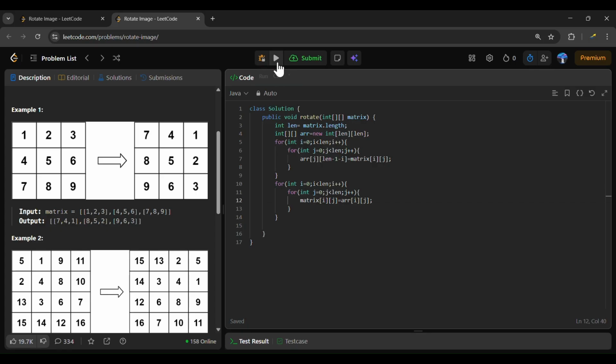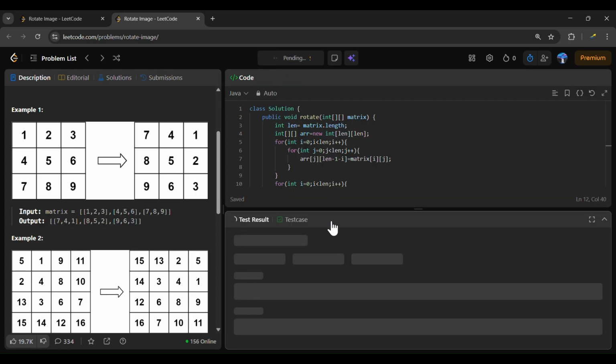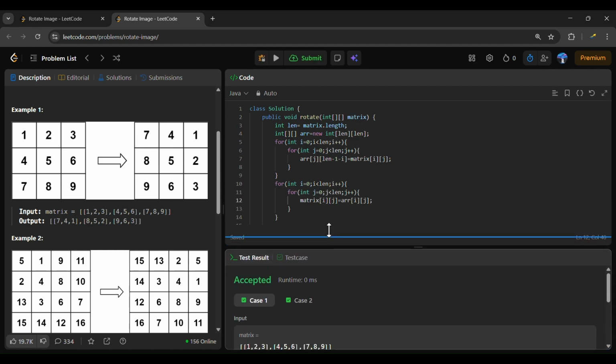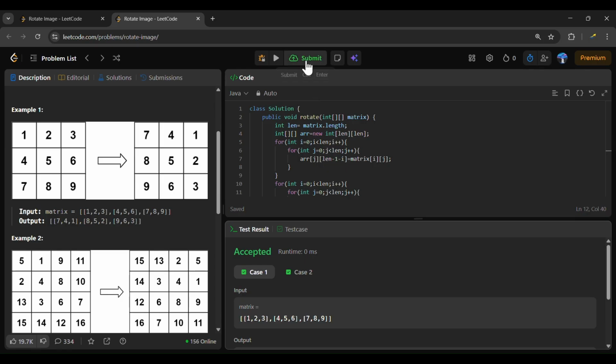Now let me run this. The test cases are passed. Let's submit this.